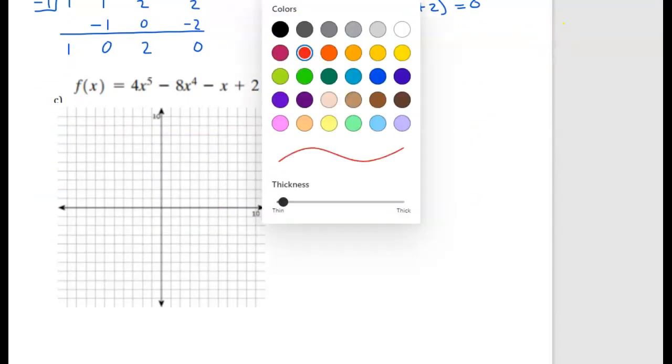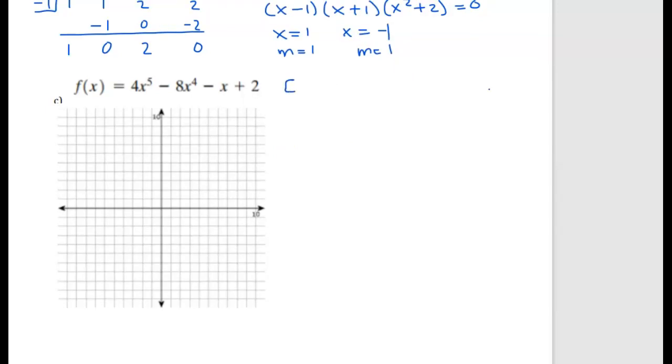Okay, so let's look at end behavior. So 4x to the 5 is my leading term and coefficient. It's positive, it's odd, so it goes up at one end, down at the other, like that. Y-intercept, plug in 0 for x, we get 2. Okay, so we get down here, it's going to pass through x, y is 2, and then it goes up there.